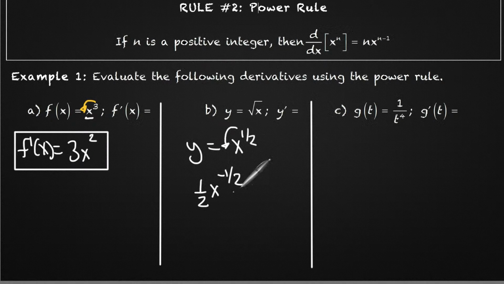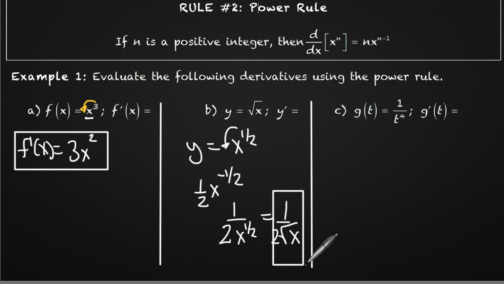We never want to leave two things in our answer: a negative exponent and a fractional exponent. So we move this x to the negative 1/2 down to the bottom and make it a positive 1/2. Then we write it as 1 over 2 square root of x, and that is the answer that we want here.